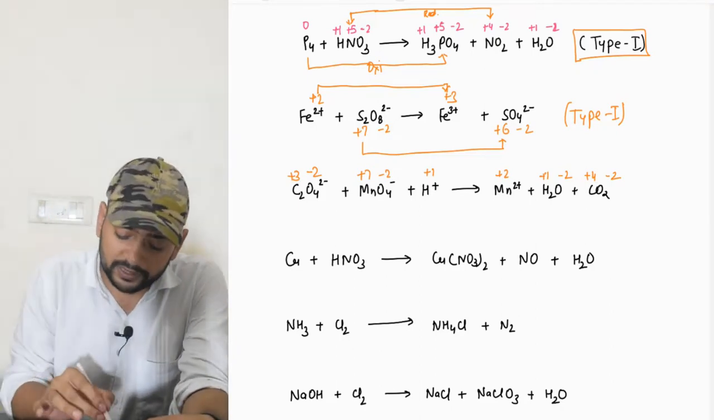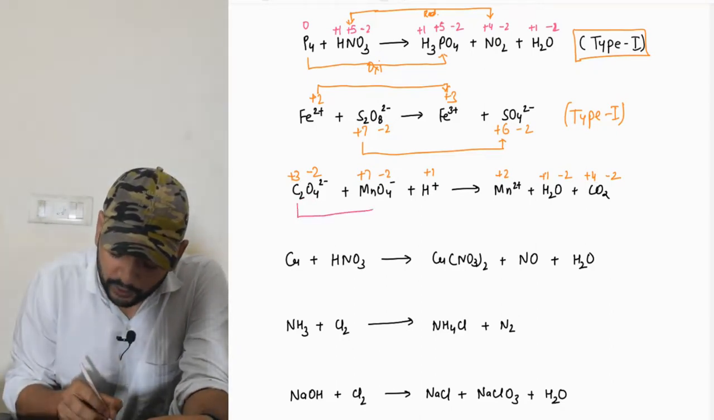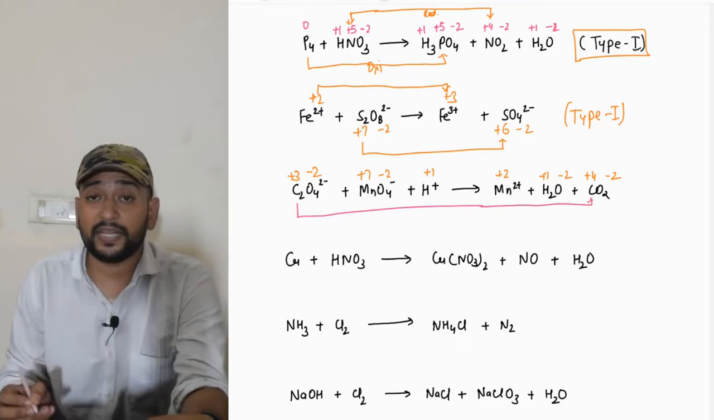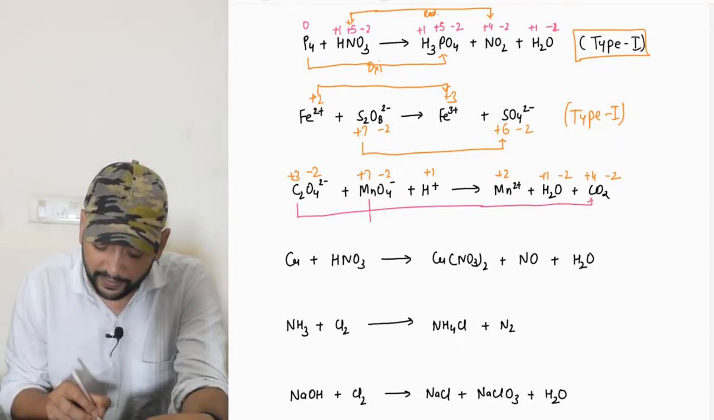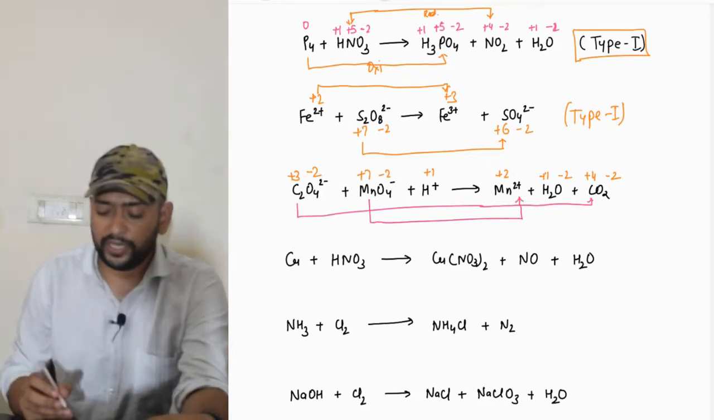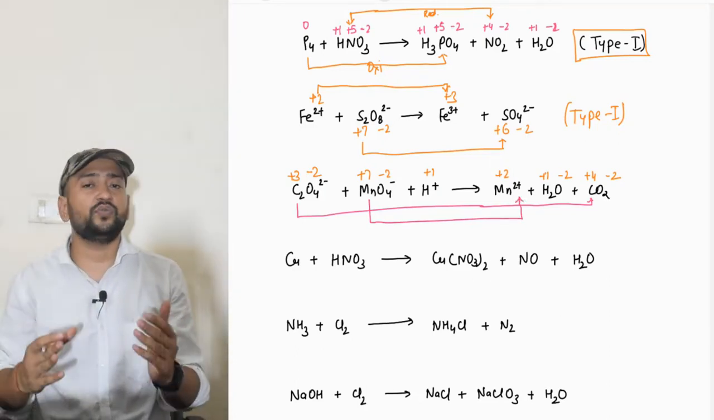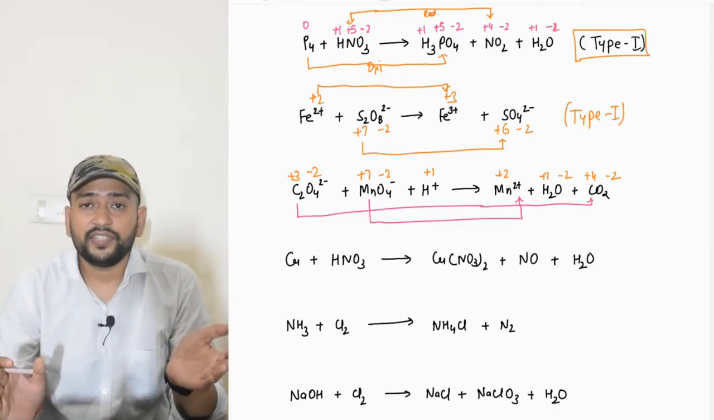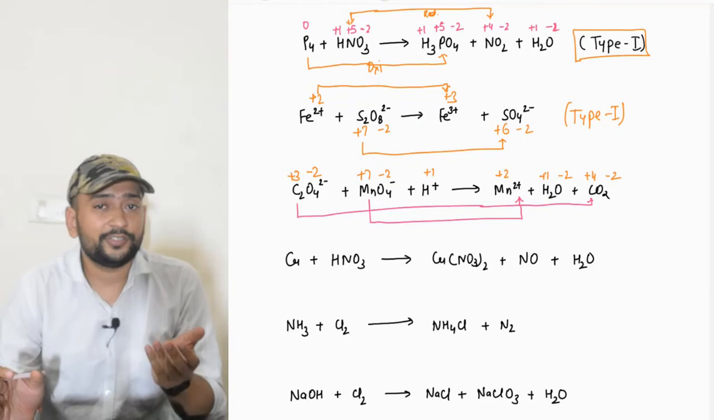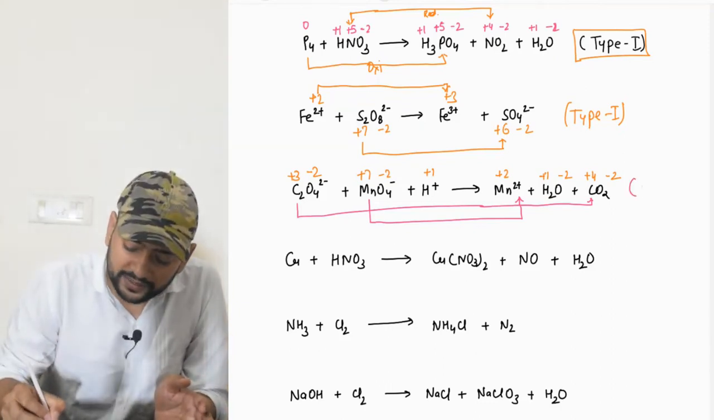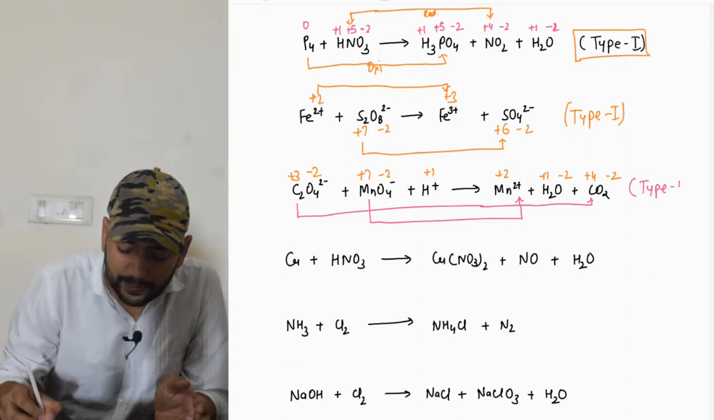I hope up to this point it is clear to you. Here the change in oxidation state of carbon is from +3 to +4, and for manganese it is from +7 to +2. So one is getting oxidized and one is getting reduced. A reaction in which oxidation and reduction both take place is called a redox reaction. So this is a kind of that reaction only. So this is your type 1.